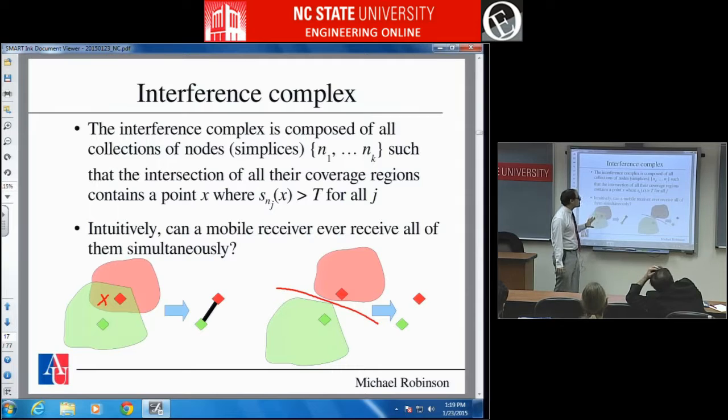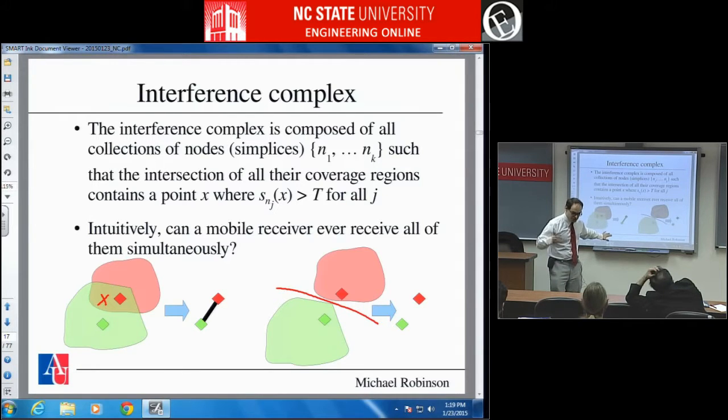The handy thing about the interference complex is it gives you a more conservative estimate on how much noise might be in the system. I mean, you may not have a mobile receiver here. The mobile receiver might never actually go there, but this is saying that there's a potential for interference.